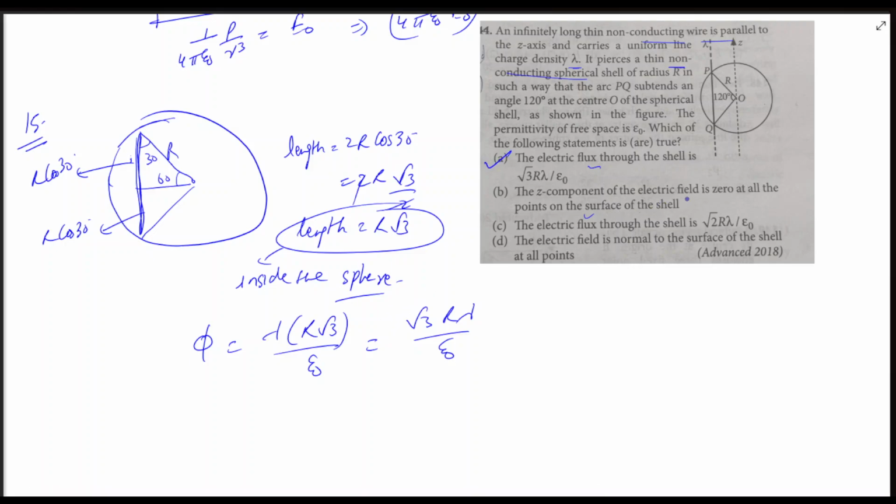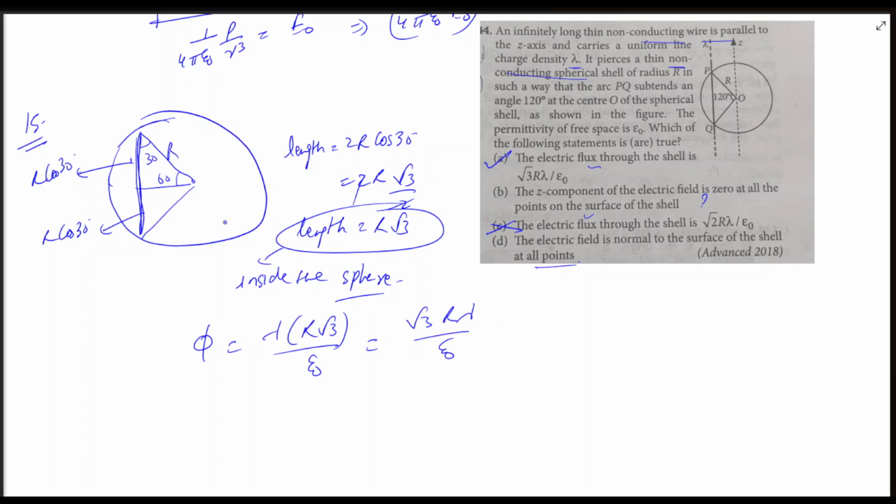Now, the Z component of electric field is 0 at all the points on the surface of the shell. Let's check this later. First, the electric flux through the shell is option C, so this is wrong because A is correct. The electric field is normal to the surface of the shell at all points. Yes, so this is correct.